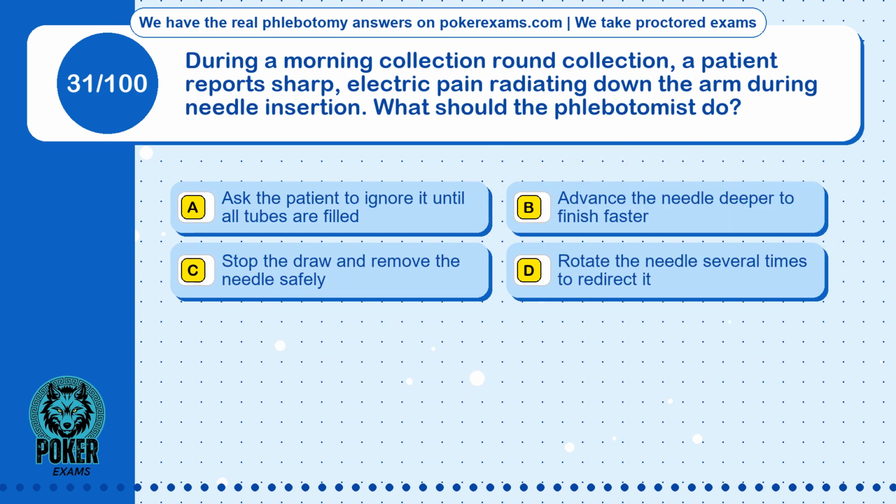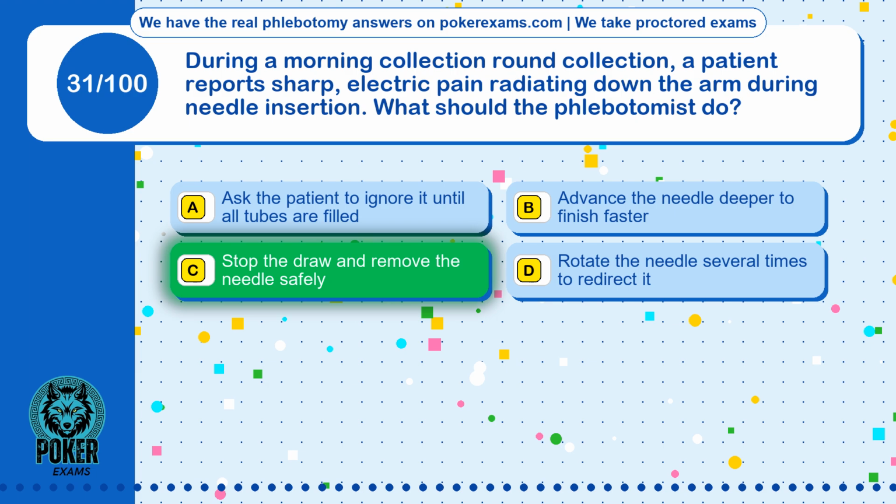Question 31. During a morning collection round, a patient reports sharp, electric pain radiating down the arm during needle insertion. What should the phlebotomist do? Option A. Ask the patient to ignore it until all tubes are filled. Option B. Advance the needle deeper to finish faster. Option C. Stop the draw and remove the needle safely. Option D. Rotate the needle several times to redirect it.